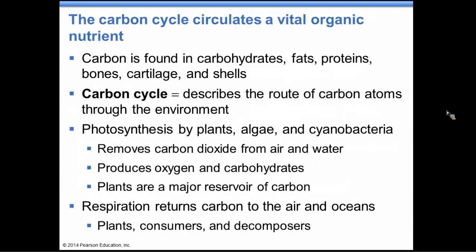So moving on from the water cycle, we're going to talk about the carbon cycle, and it circulates a vital organic nutrient. As we all know, carbon is found in all organic matter. Carbon is an ingredient in carbohydrates, fats, proteins, bones, and cartilage, as well as the shells of all living things. And the carbon cycle describes the routes carbon atoms take through the environment. This occurs in photosynthesis, cellular respiration, and in energy transfer between trophic levels and food webs.